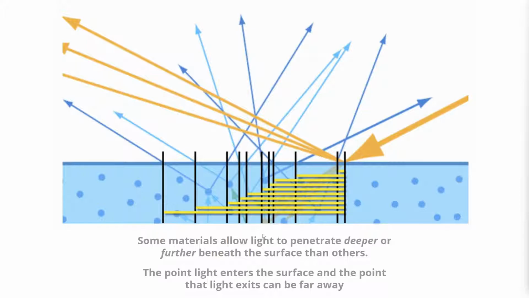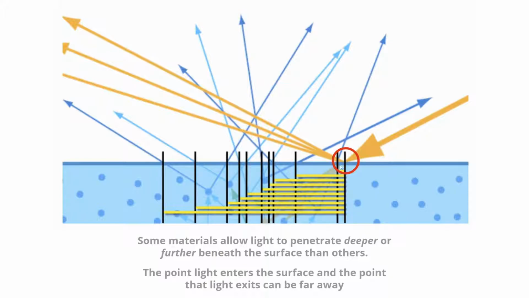Some materials allow light to penetrate deeper beneath the surface than others. Just reiterating what we've talked about earlier, some dielectric materials allow light to scatter further than other ones. So the point that light enters the surface and the point that light exits the surface can be far away. Here is light hitting the surface, and we have all those complex interactions down below.